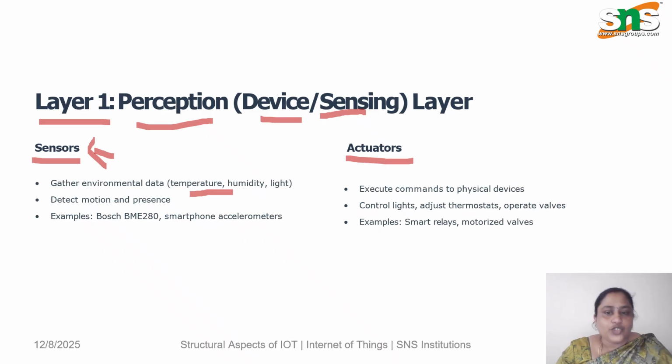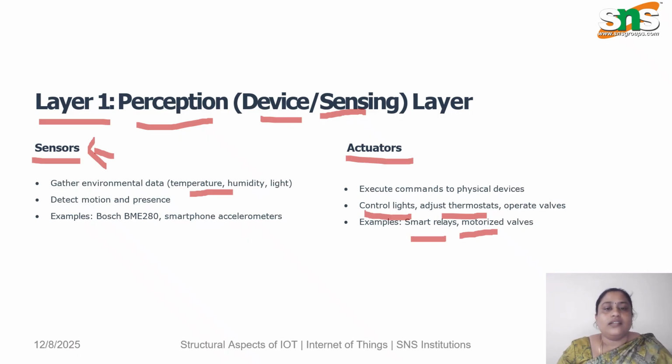When we talk about actuators, they execute the commands given to the physical devices, like switch on the light or switch off the light, switch on the motor, etc. The command is executed only by the actuators. The actuators mainly control lights, adjust thermostats, and operate based on values like on or off, yes or no. Examples might include smart relays, motorized valves, etc.